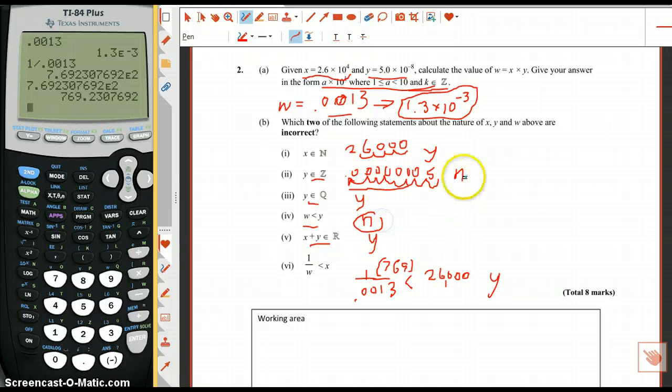Okay. So what do we have no for? We have no for this one. We have no for this one. Which of the 2 following statements about the nature of x, y, w are incorrect? The no's. So that would be 4 and that would be 2.